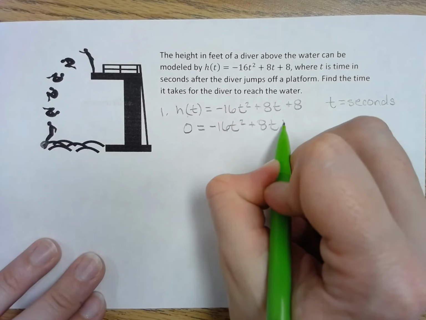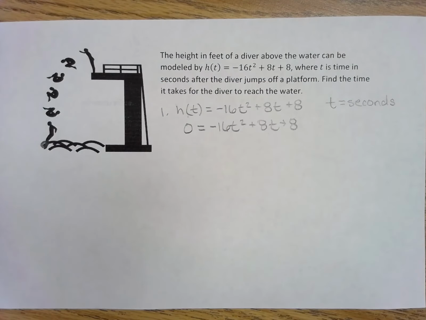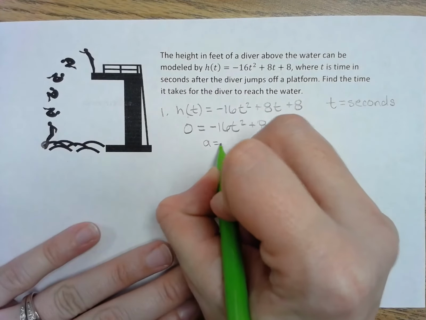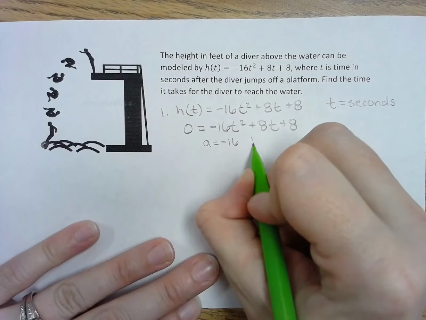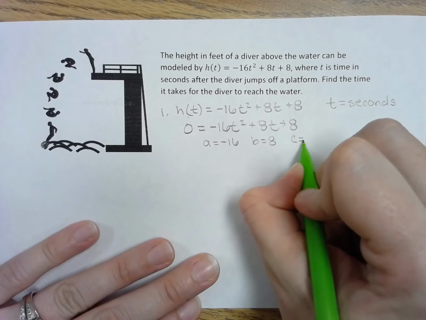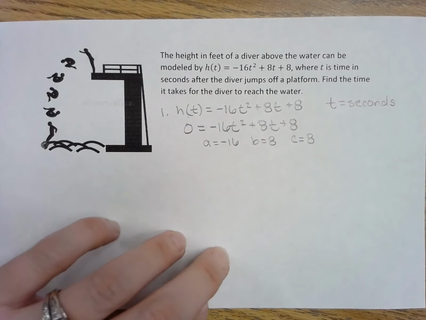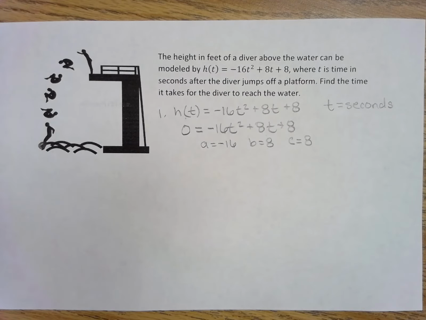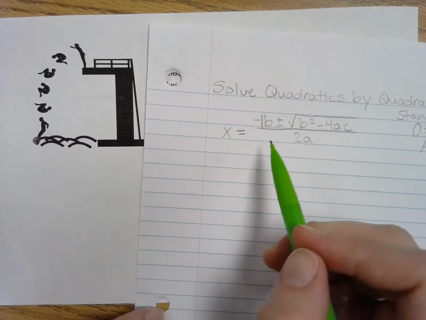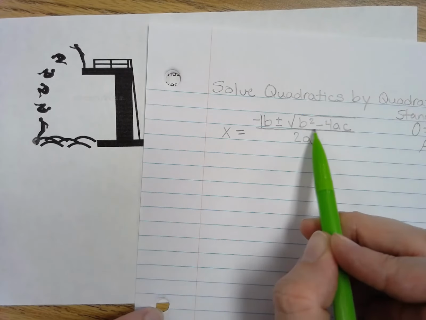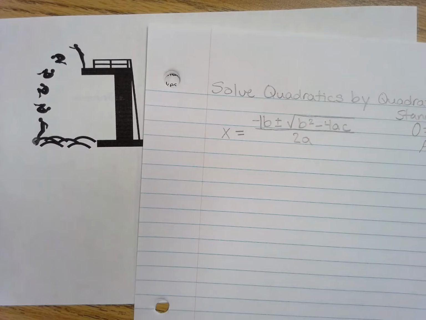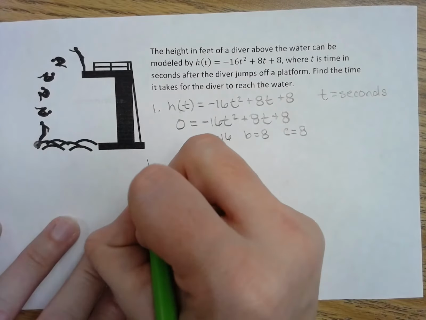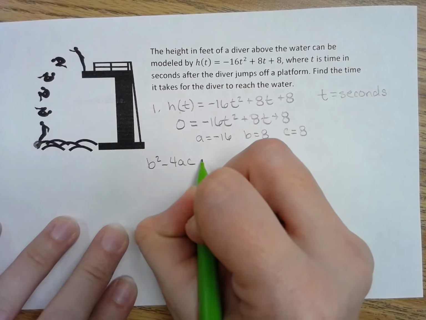So with this in the correct standard form, we can now solve using the quadratic formula. We'll need to first start by naming our a, b, and c values. So here a equals negative 16, b equals 8, and c equals 8. We will plug these values into the quadratic formula. And you could actually start with the entire quadratic formula. However, I recommend that students first start with the discriminant and then plug in the other pieces and parts. So let's first just calculate b squared minus 4ac.